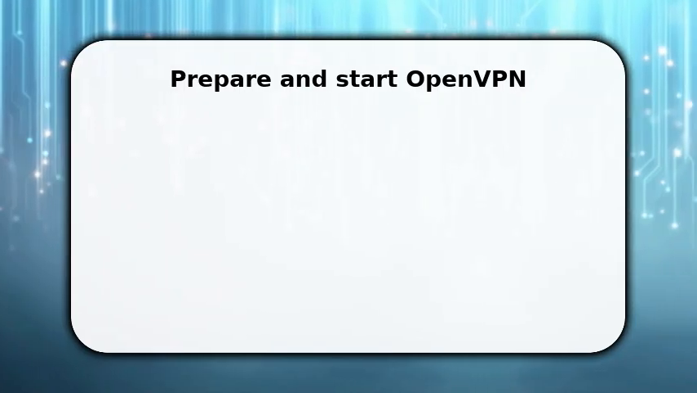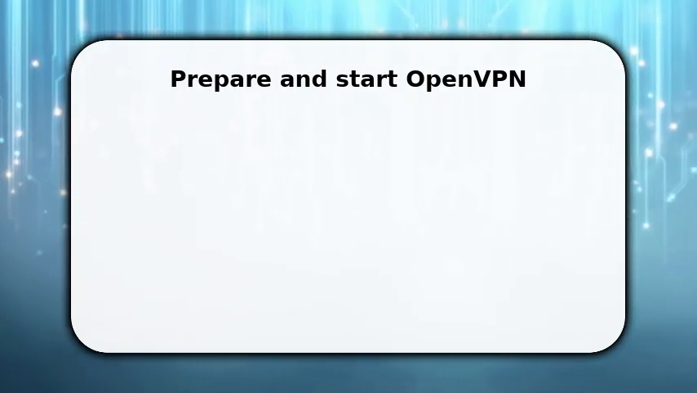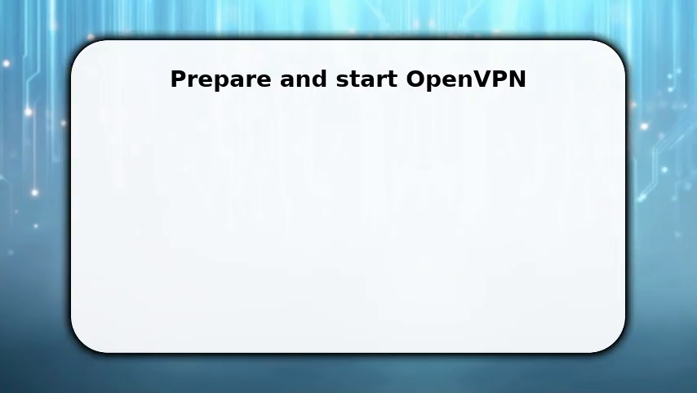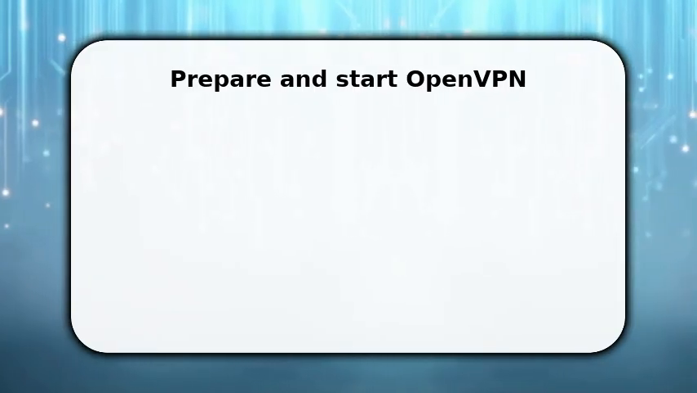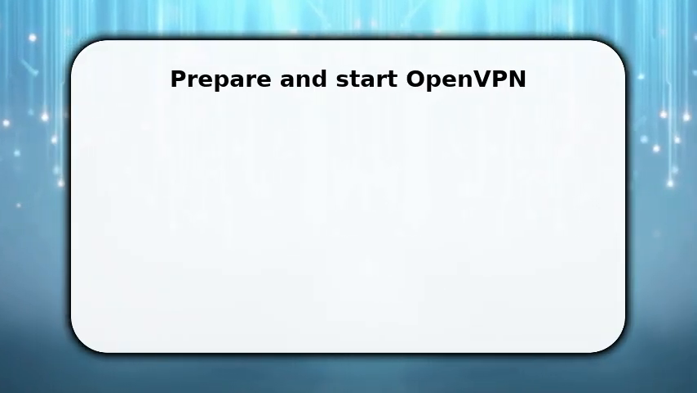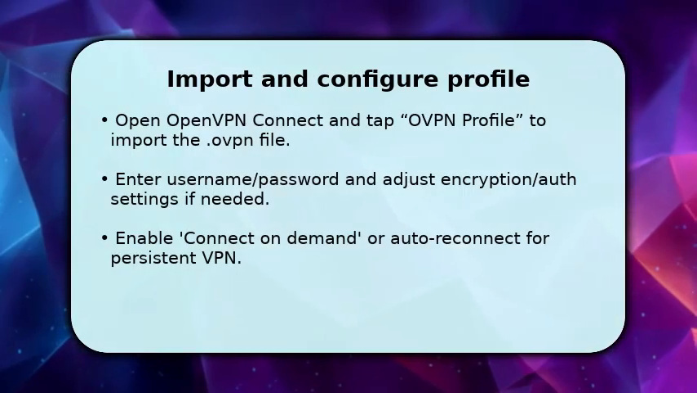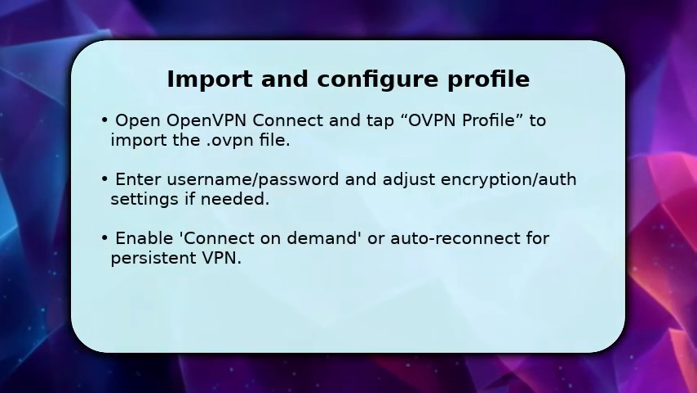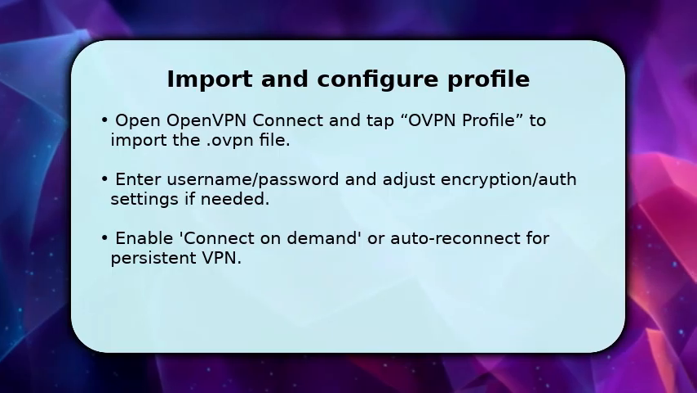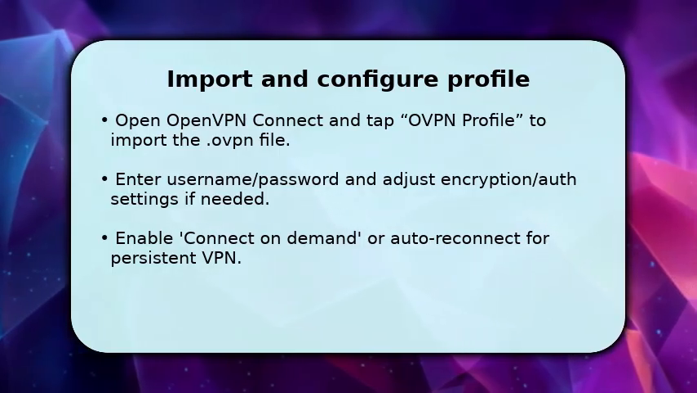After installation, grant storage permission so you can import the VPN file. This step lets the app read the profile and avoids permission errors later. You now import the VPN profile into OpenVPN Connect. Tap the import button and locate the file on your device.